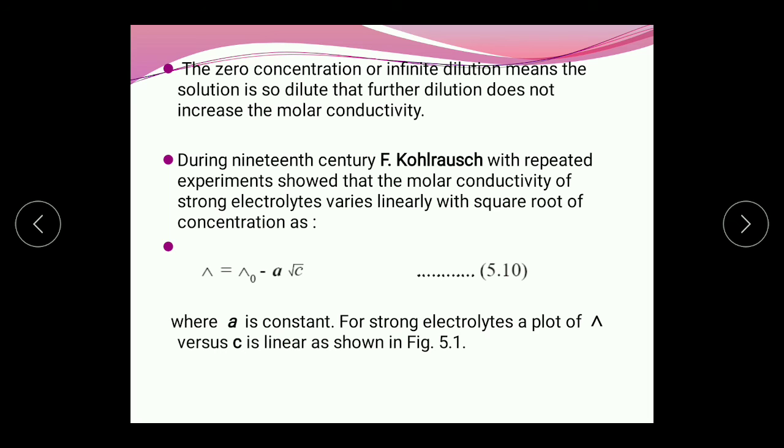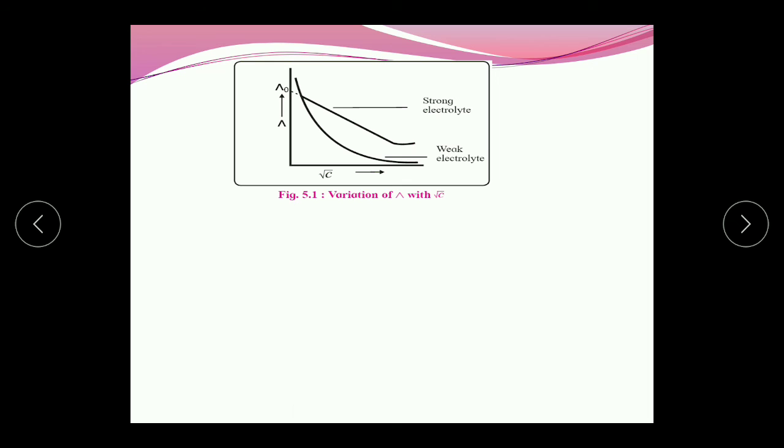Now, to find out the lambda 0 value in case of strong electrolytes, we have to plot a graph of lambda versus root C. Why? Because for strong electrolytes, this graph is linear. How? It is like this. So this is the graph. It has two lines, you see, but this curved line belongs to the weak electrolyte and this linear or straight line belongs to the strong electrolyte. So if we plot a graph of lambda versus root C, what do we see? For strong electrolytes, there is a linear graph by that equation lambda equal to lambda 0 minus A root C, and we get a straight line.